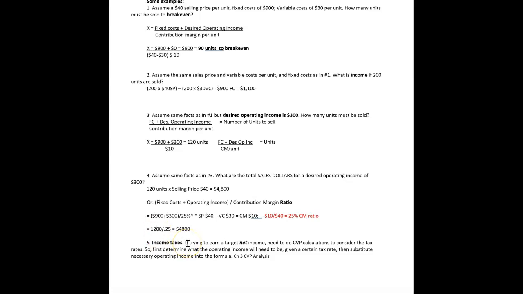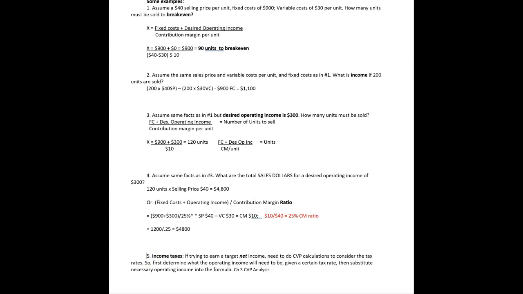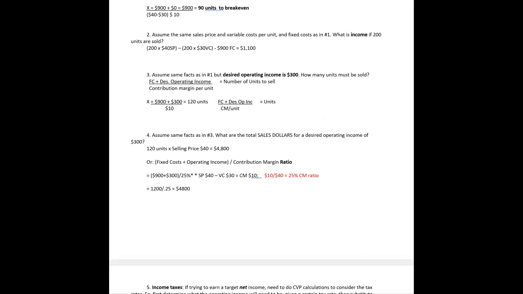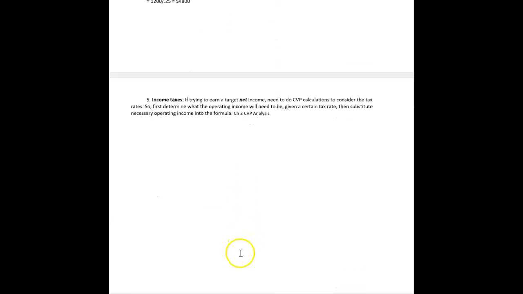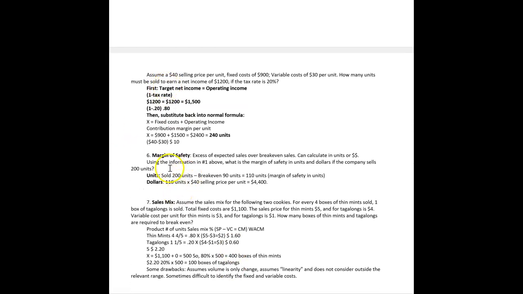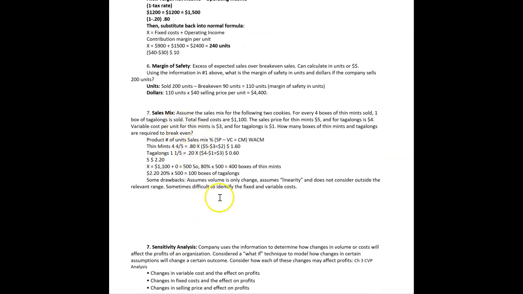All right, so that's a good start. Now we're going to have to work some other problems, and then in the next video we'll focus on income tax. We're not going to do that right now. This has gone long enough. Income taxes, margin of safety, and sales mix are the only three major areas left. Other than that, what you want to do is tons and tons of problems to practice this.